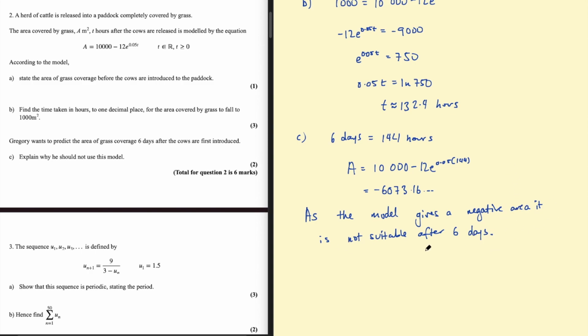That's all you really need to say there for part C. And that was question 2 for 6 marks. Question 3 says the sequence u1, u2, u3, and so on is defined by u sub n plus 1 equals 9 over 3 take u sub n, where u sub 1 equals 1.5. Part A says show that this sequence is periodic, stating the period.